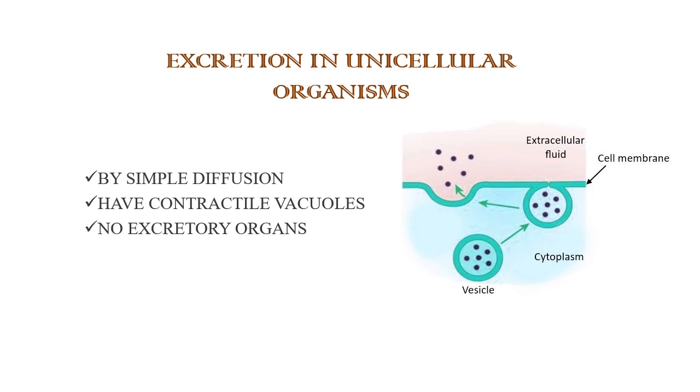Basically, in unicellular organisms the wastes are packed in a vesicle. This vesicle is fused into the cell membrane, and through the cell membrane the wastes present in the vesicles are moved into the extracellular fluid. So no excretory organs are particularly involved in the unicellular organism. It simply occurs through simple diffusion through the contractile vacuoles. So excretion takes place in this manner in unicellular organisms.